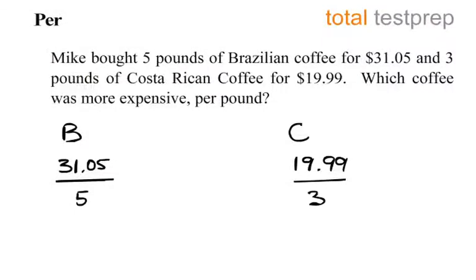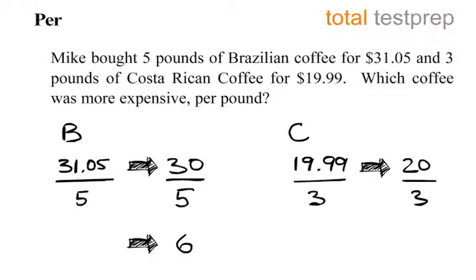Now, these are not very simple numbers to divide by. What you can do in a lot of questions is approximate. 31.05 is very close to 30 divided by 5, which is just 6. So the Brazilian coffee was roughly $6 per pound. The Costa Rican coffee is close to $20 for 3 pounds, which is equal to 6.6 endlessly repeating. So more than 6. So we can see from this that if we approximate, we'll be able to see that the Costa Rican coffee was more expensive per pound.